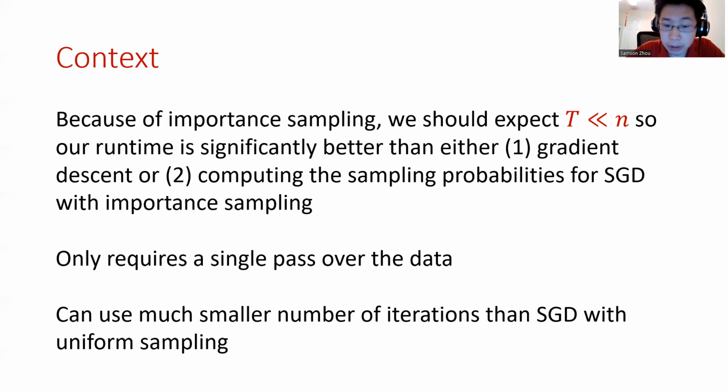Crucially, we can use a smaller number of iterations than SGD with uniform sampling, as I mentioned before, for certain sets of data. If all the rows of A are uniform, then we can't really do better than uniform sampling. But for the example that I said before, where perhaps a single row of A is non-zero, then we can get a much smaller number of iterations with our algorithm.